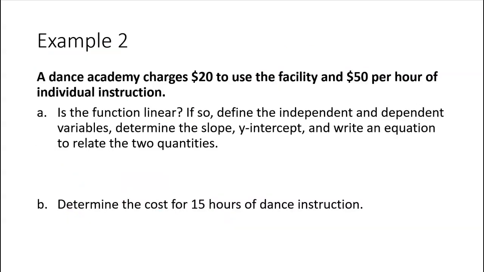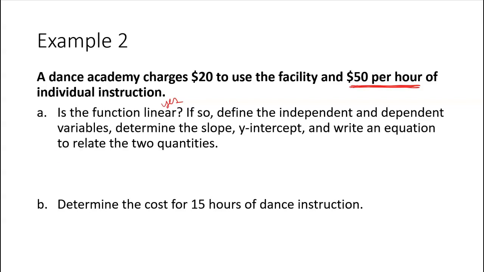Let's do one more together. A dance academy charges $20 to use the facility and $50 per hour of individual instruction. Is this function linear? Are we dealing with a steady rate? And the answer is yes. It is $50 per hour, so it is linear, because this rate doesn't change depending on if you have a less experienced teacher or a more experienced teacher. We're not talking about different rates here. We're talking about a steady, constant rate.